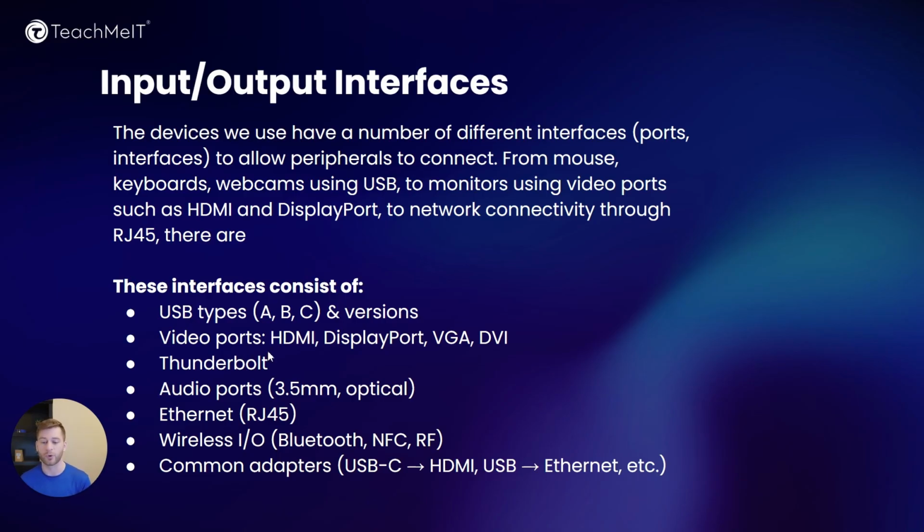Then we have video ports. These are for our monitor connections. We have HDMI, DisplayPort, VGA, and DVI. From there, we have Thunderbolt, which is a very unique type of modern day connection, which we're going to explore in far more detail. For audio, speakers, headphones, things like that, we can use 3.5 millimeter, optical connections, or even Bluetooth. For Ethernet, we have RJ45. For wireless input and output devices, we can use Bluetooth, NFC, or RF.